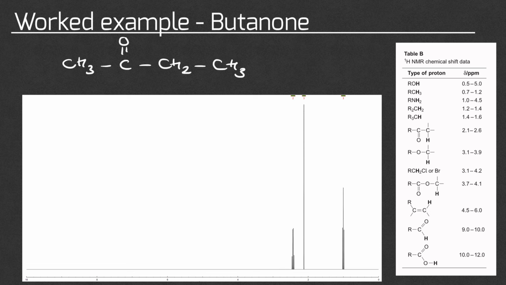So we would draw out the structure of butanone. We would assign and label each of the environments, and then look at all the information each environment gives us. So for example, environment A consists of 3 hydrogens. It's adjacent to 0 hydrogens, so we'd expect it to be a singlet following the n+1 rule.